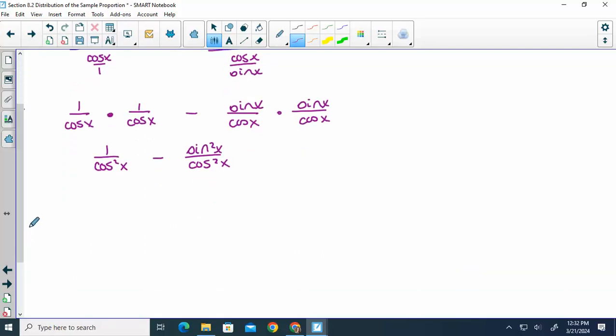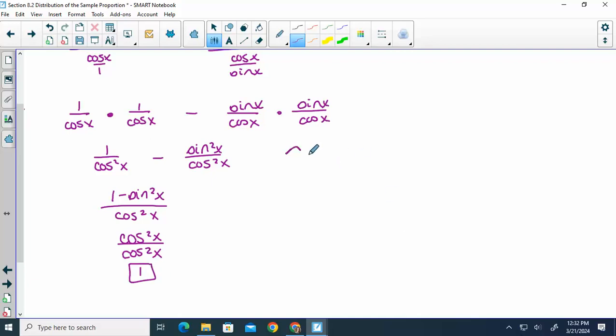Really, 2 different ways of... you could put it in one big fraction if you wanted. What is 1 minus sine squared? Cosine squared. From that first Pythagorean identity. And cosine squared x divided by cosine squared x is 1.